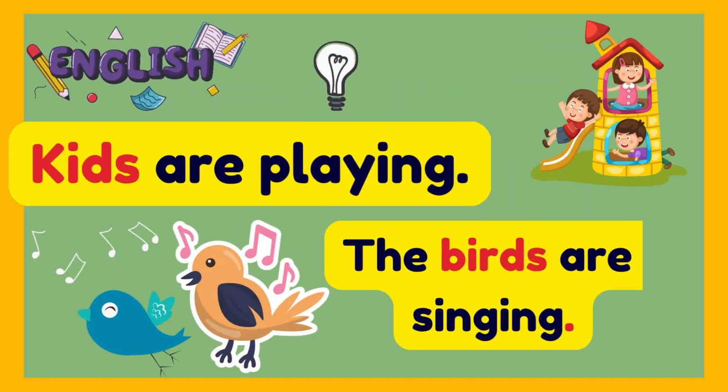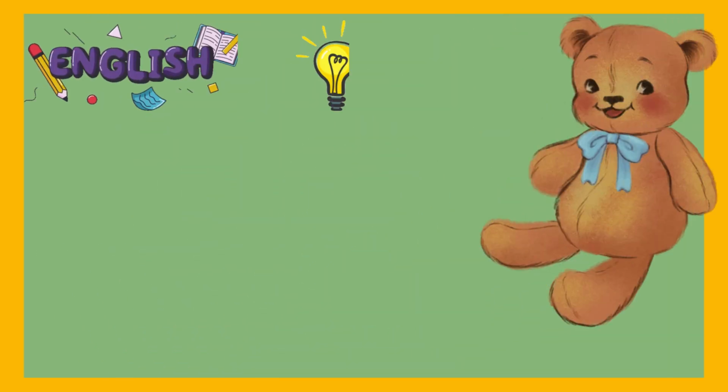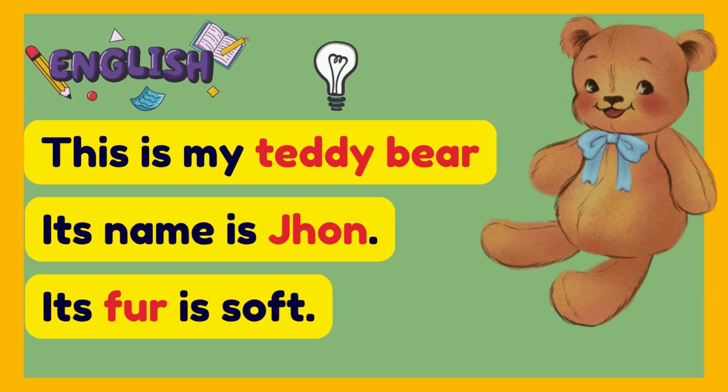Kids are playing. Kids are nouns. The birds are singing. In this sentence, these birds are nouns. You will be able to learn noun properly.